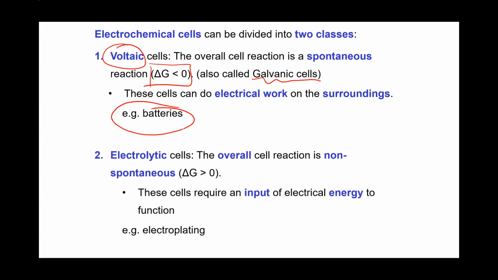The other type of electrochemical cell are what are referred to as electrolytic cells. And in an electrolytic cell, the overall cell reaction is non-spontaneous. That is, delta G is positive. And in order to get the oxidation and reduction reaction to occur in these cells, we have to input energy. So a good example of this would be electroplating, when we're coating an object in a metal. So sometimes we want a reaction to occur, but it's not spontaneous, and we can get it to occur by inputting electrical energy. When we're doing that, what we will create is what's referred to as an electrolytic cell.